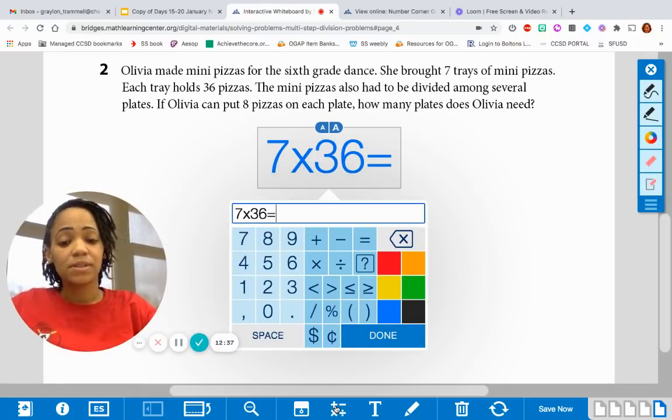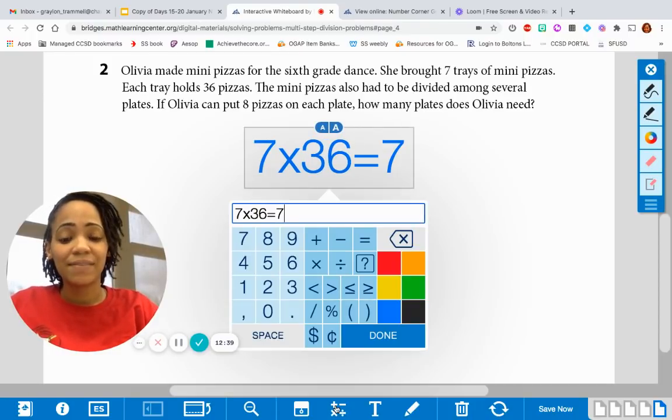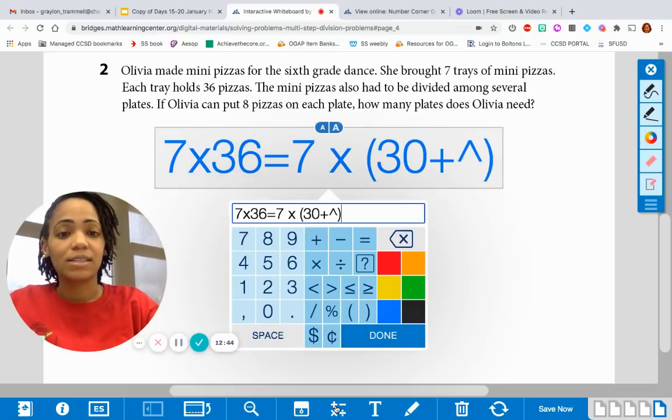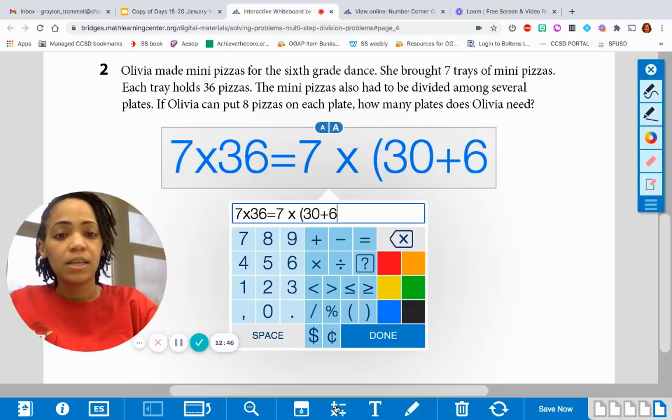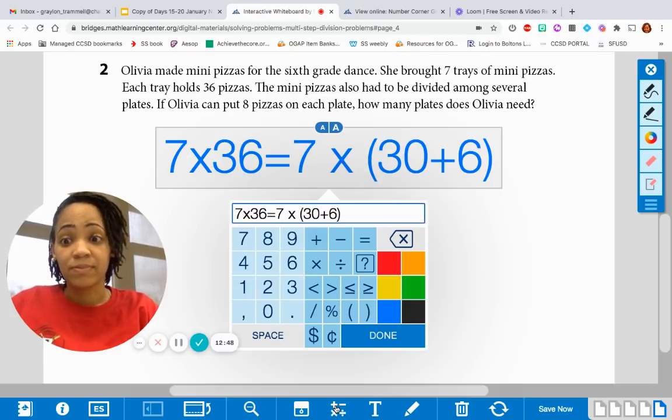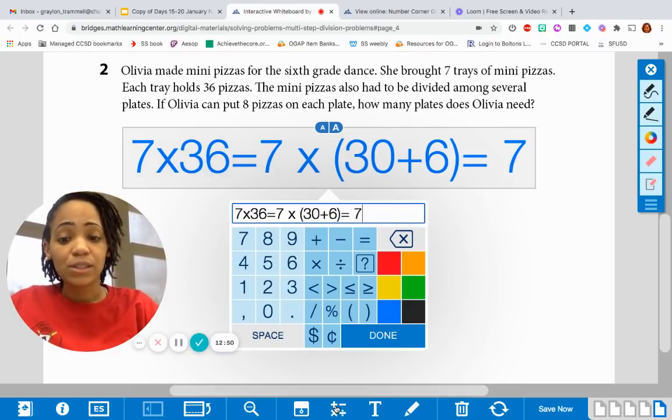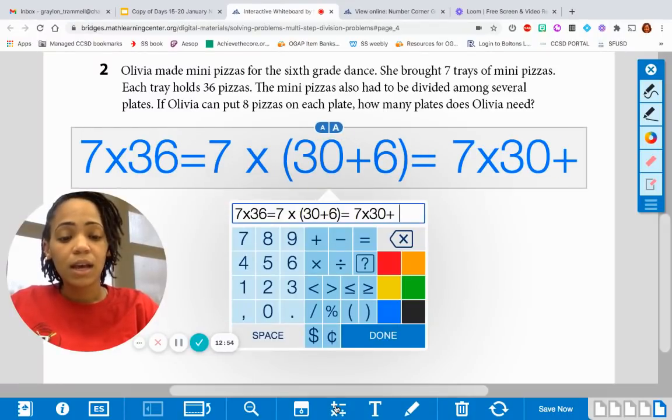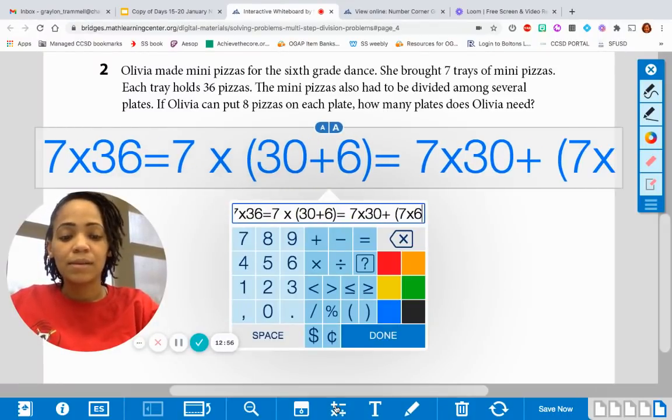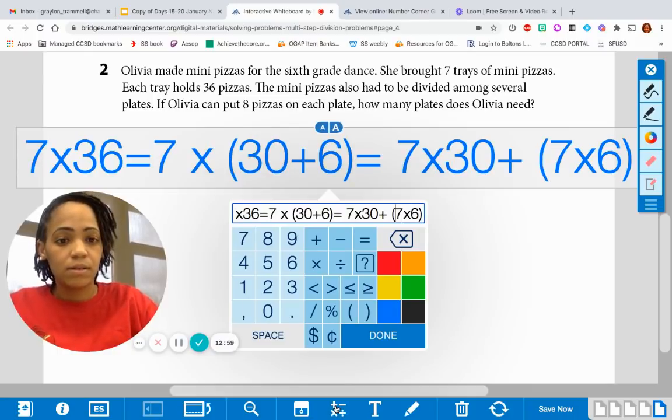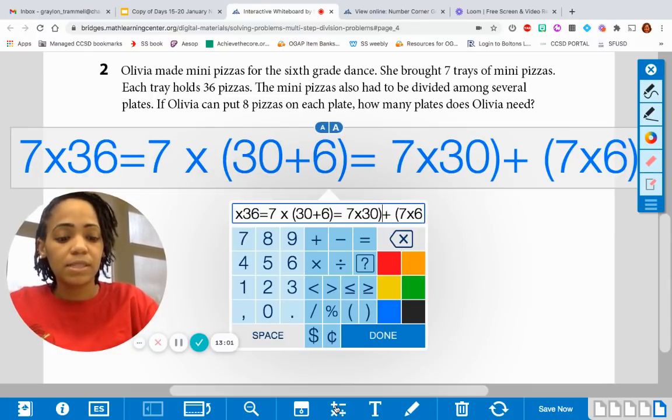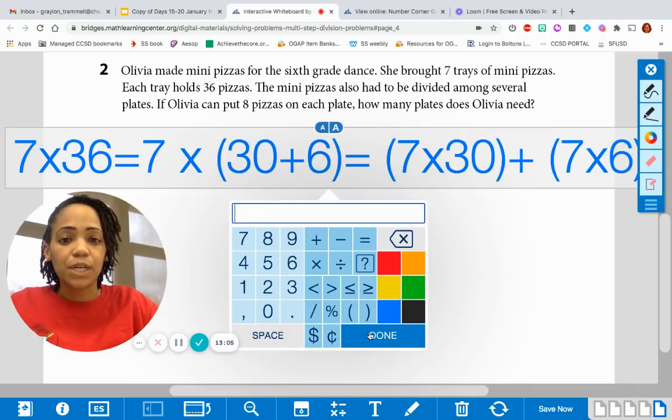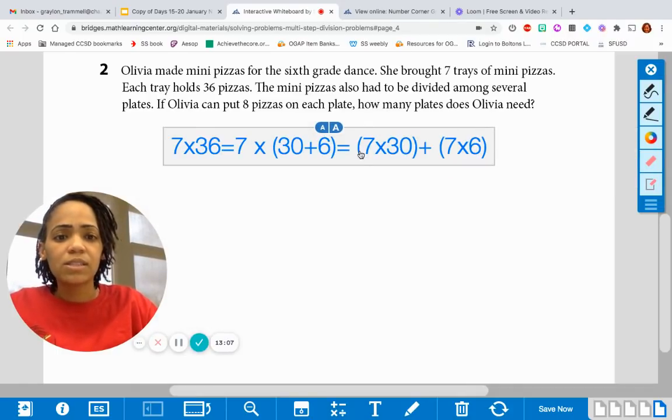Now, 7 times 36 is the same as saying 7 times 30 plus 6. I broke up my 36 into 30 plus 6, right? So that means I can do 7 times 30 plus I can do 7 times 6. And I'm going to put parentheses around my 7 times 30 because what's in parentheses needs to be done first. Okay? Go ahead and solve that.